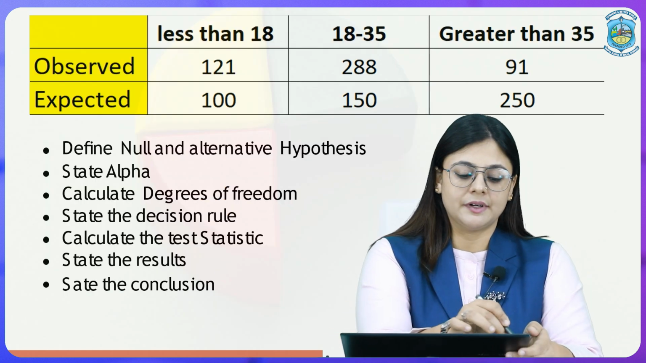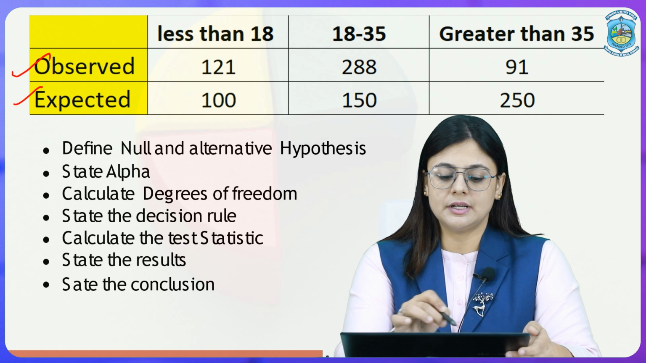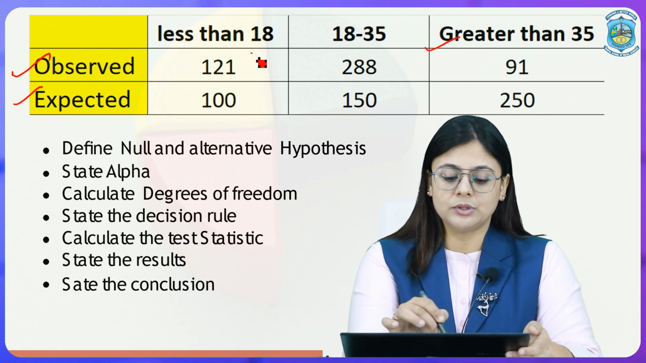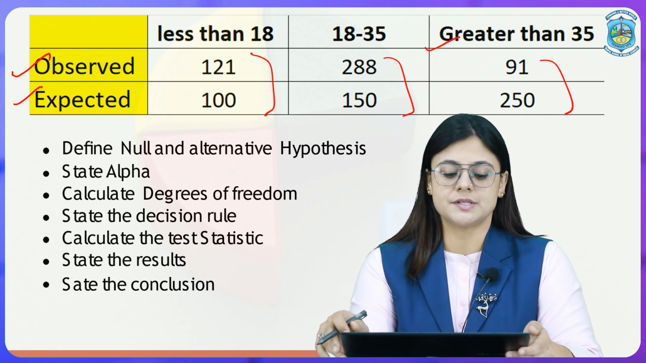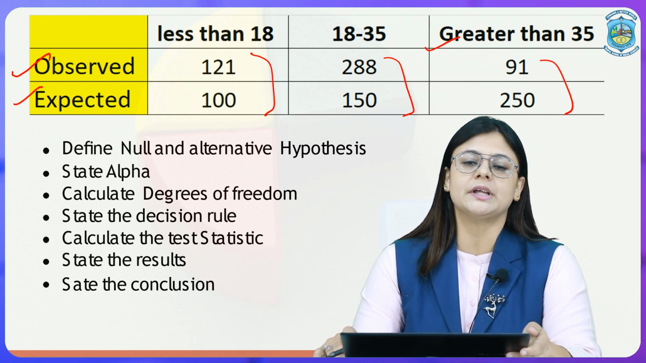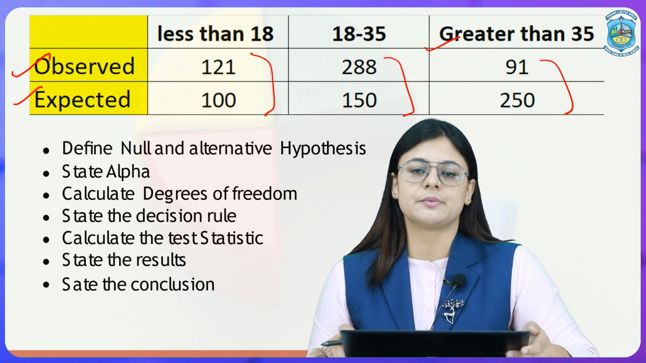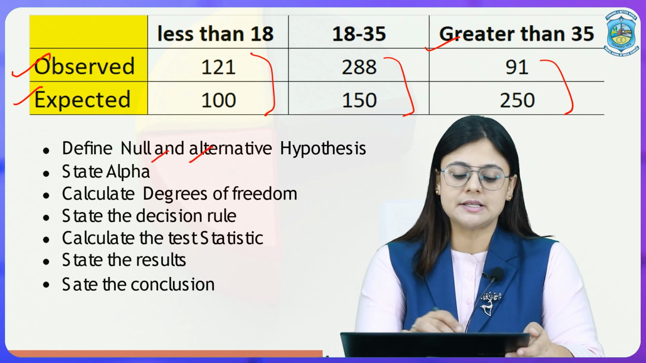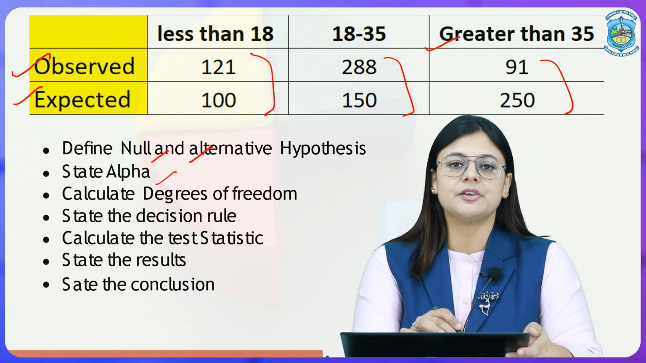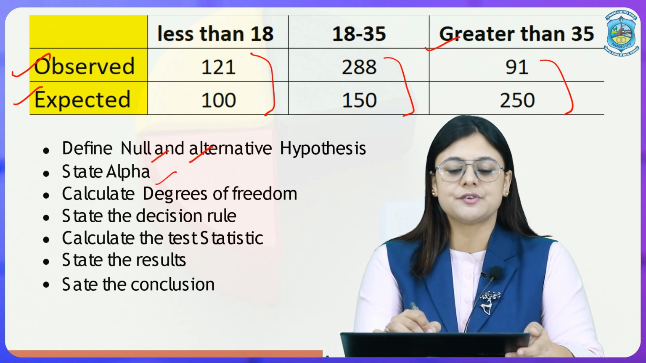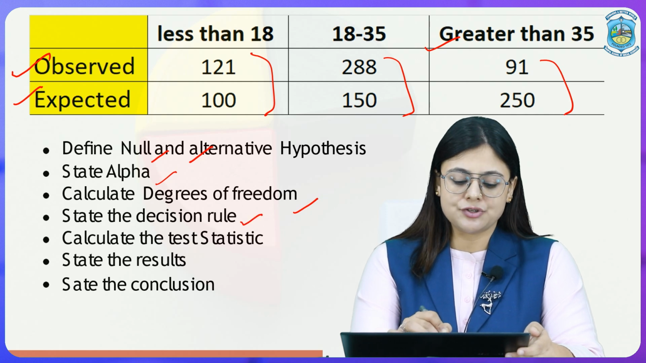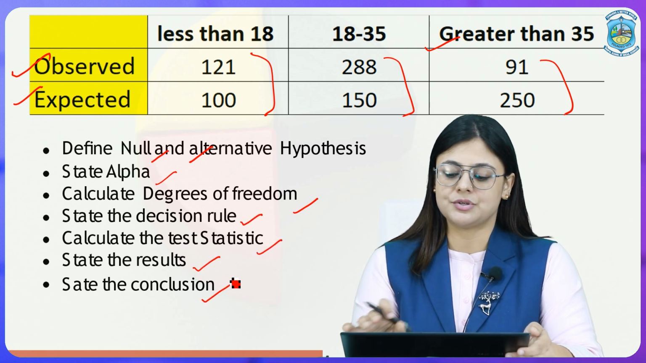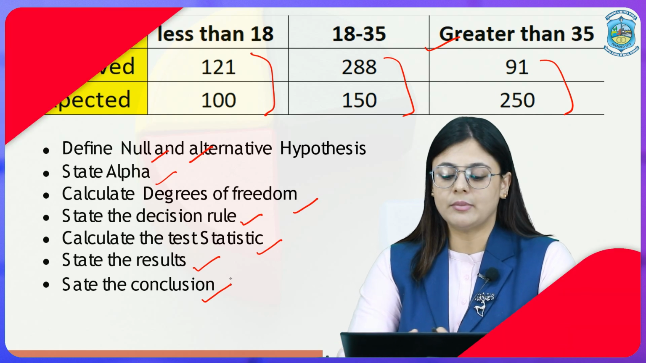So here we have the final table for calculation: less than 18 years, 18 to 35 years and greater than 35 years. Both the values you now have in numbers. So let's quickly follow the steps for the hypothesis testing with the help of the chi-square test. The first is to define the null and the alternative hypothesis, state your alpha, that is your significance level, calculate the degrees of freedom, state the decision rule, calculate the test statistic, state the results and conclusion. So let's quickly see them one by one.